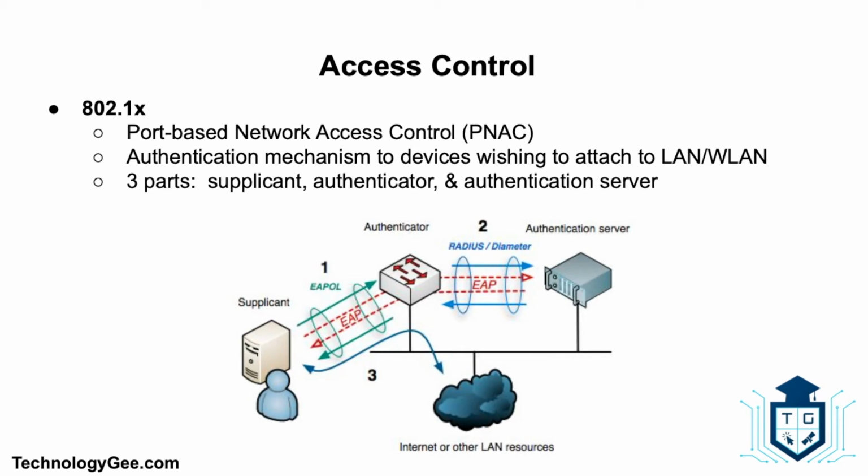The supplicant is a client device, such as a laptop, that wishes to attach to the LAN or the wireless LAN. The term supplicant is also used interchangeably to refer to the software running on the client that provides credentials to the authenticator. The authenticator is a network device that provides a data link between the client and the network and can allow or block network traffic between the two, such as an Ethernet switch or wireless access point.